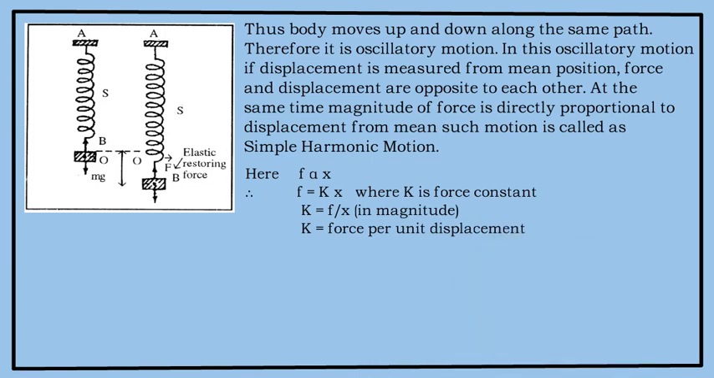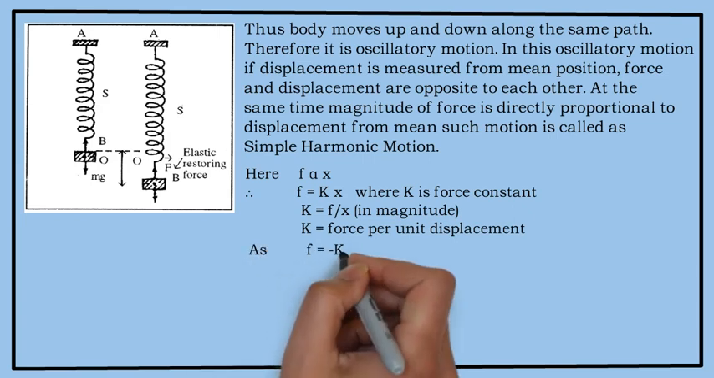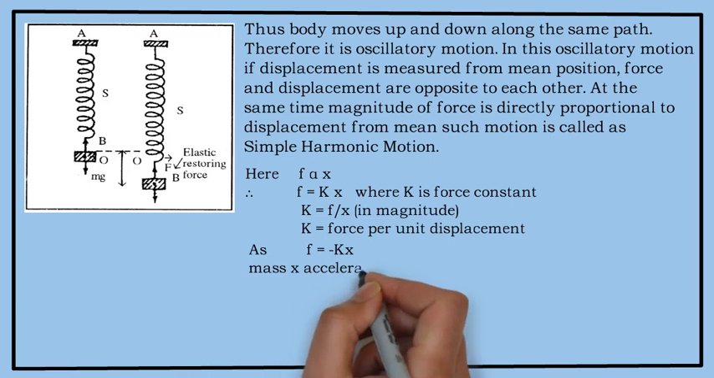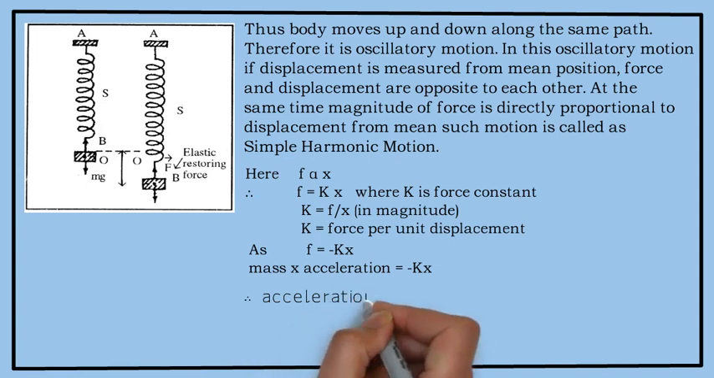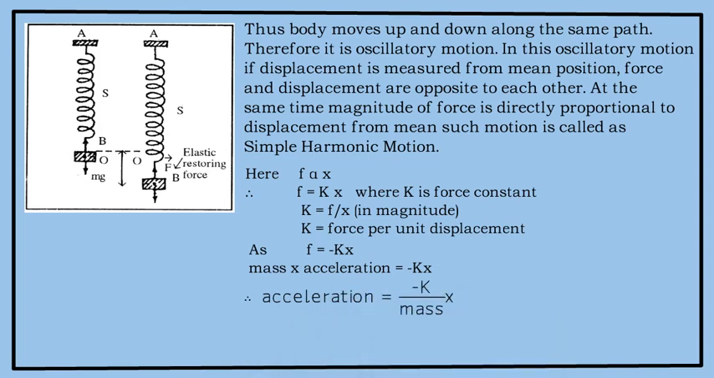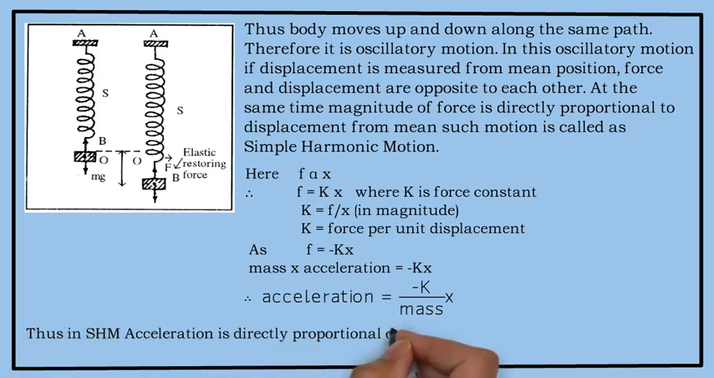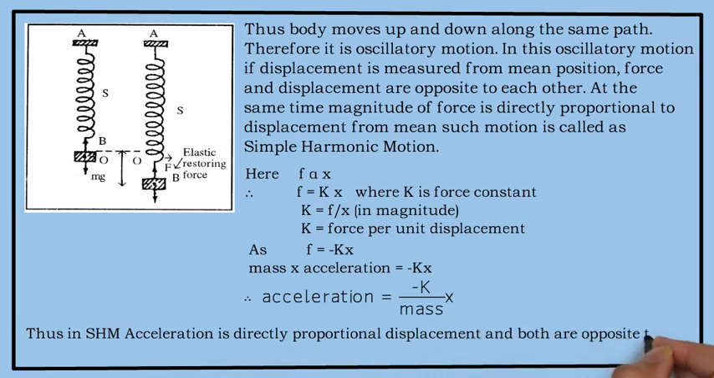What is F? A restoring force. What is X? The displacement. For a given spring, the value of K always remains constant, irrespective of the value of its displacement. Now, one thing is missing in this, that is the minus sign, because as I said, the restoring force and the displacement both would be opposite to each other. So F is equal to minus K into X. So acceleration is equal to minus K by mass into X. I hope you understood this. Thus, in SHM, acceleration is directly proportional to displacement and both are opposite to each other.